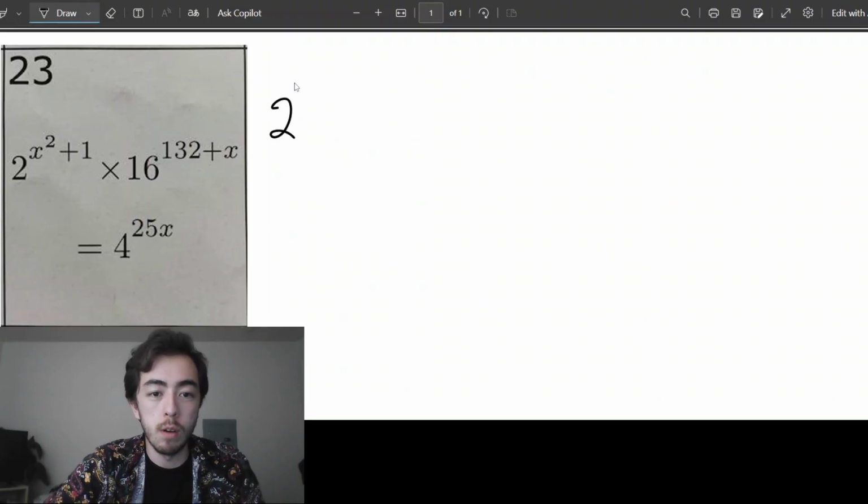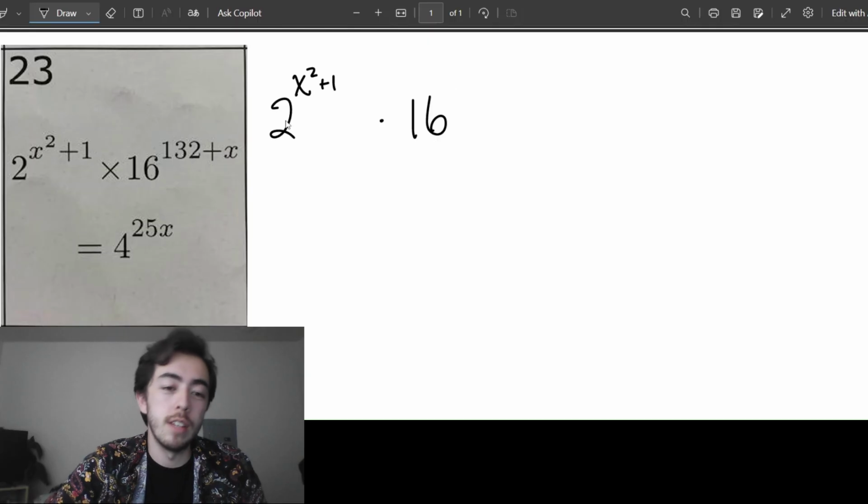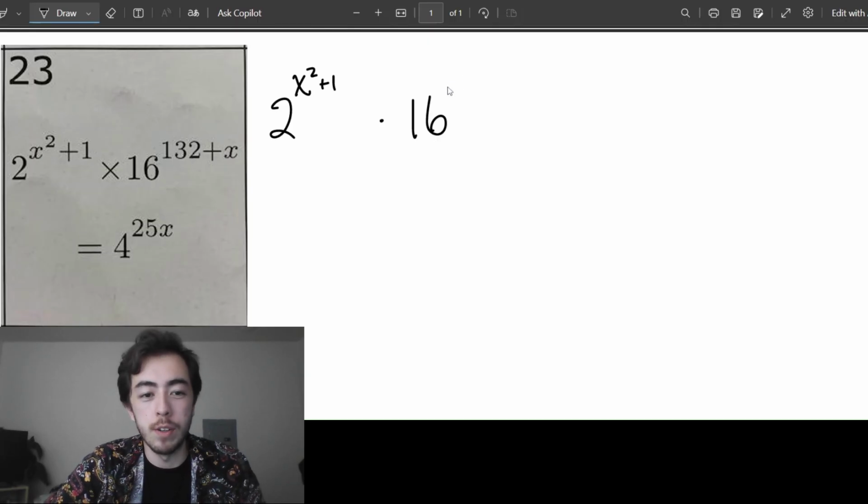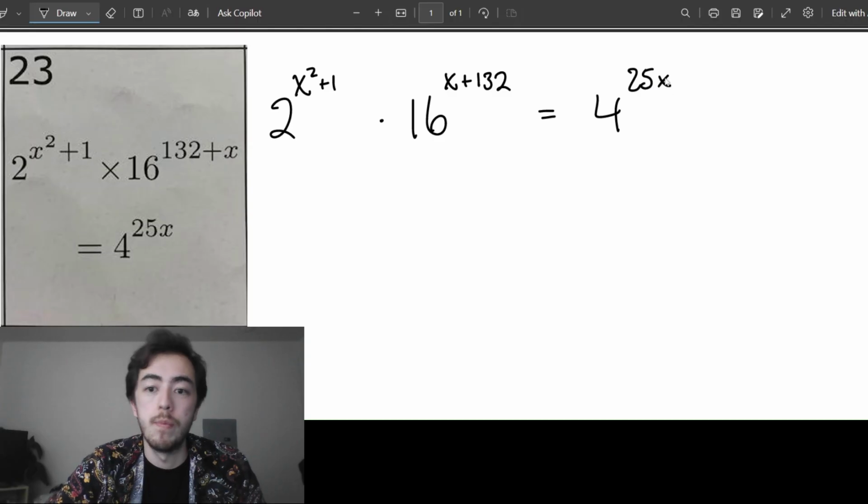We have 2 to the power of x squared plus 1 times 16 to the power of 132 plus x, but I'd rather just write it as x plus 132. And this is equal to 4 to the power of 25x.